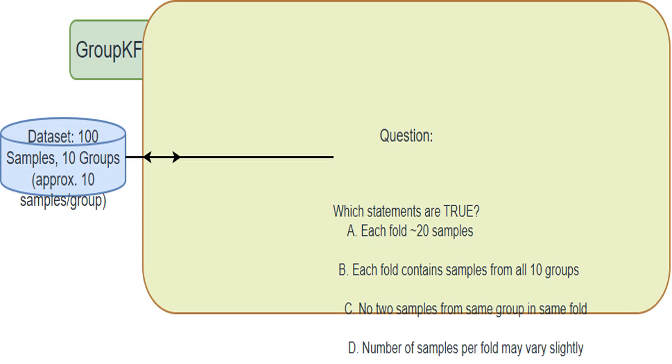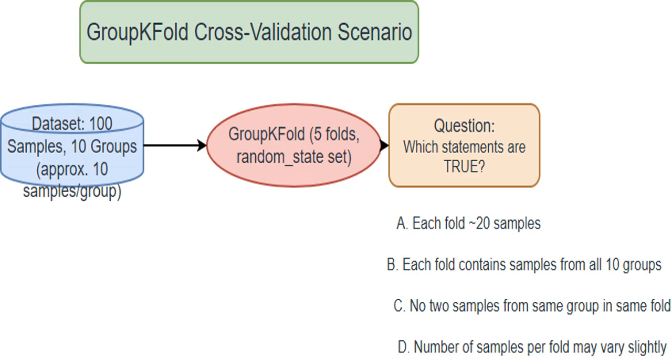perfectly equal in size. This reiterates the dataset characteristics: 100 samples in 10 groups, with approximately 10 samples per group. I'll divide the 100 samples into 5 folds. The key is, GroupKFold makes sure that all samples from a single group end up in the same fold. This prevents cheating by accidentally using data from the same group in both training and testing during cross-validation.